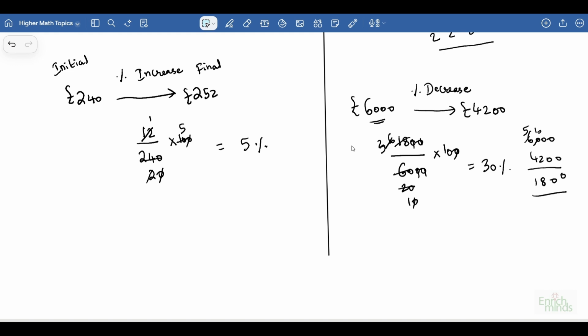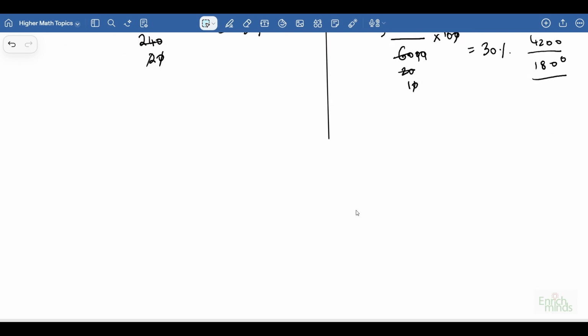Now moving further, let's consider the same question about the car, where we were given an initial amount and a final amount, and we were asked to find the change in the percentage from the initial to the final amount. Now instead of this, the question asked a little different thing. Okay, so let's see what the question says.